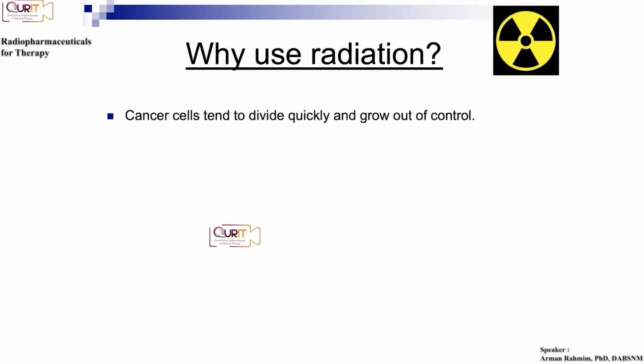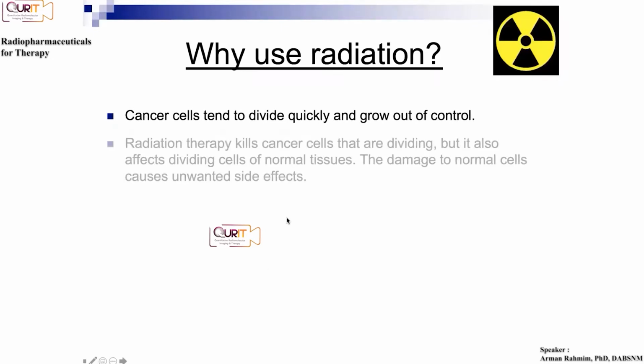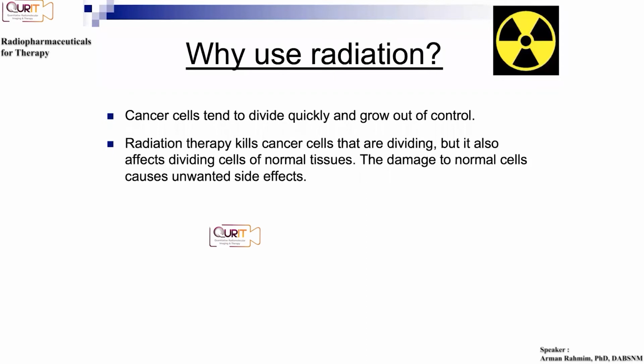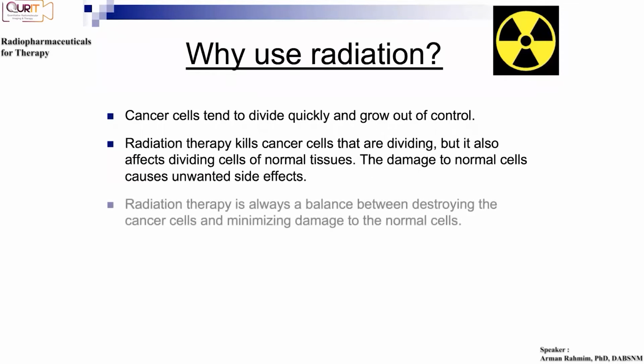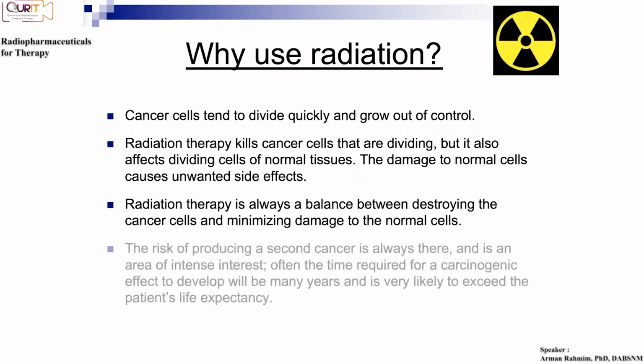Well, cancer cells tend to divide quickly and grow out of control. Radiation therapy kills cancer cells that are dividing, but it also affects dividing cells of normal tissues. So it could be damaging normal cells, causing unwanted side effects. So radiation therapy is always a balance between destroying the cancer cells, for example, and minimizing damage to the normal cells.